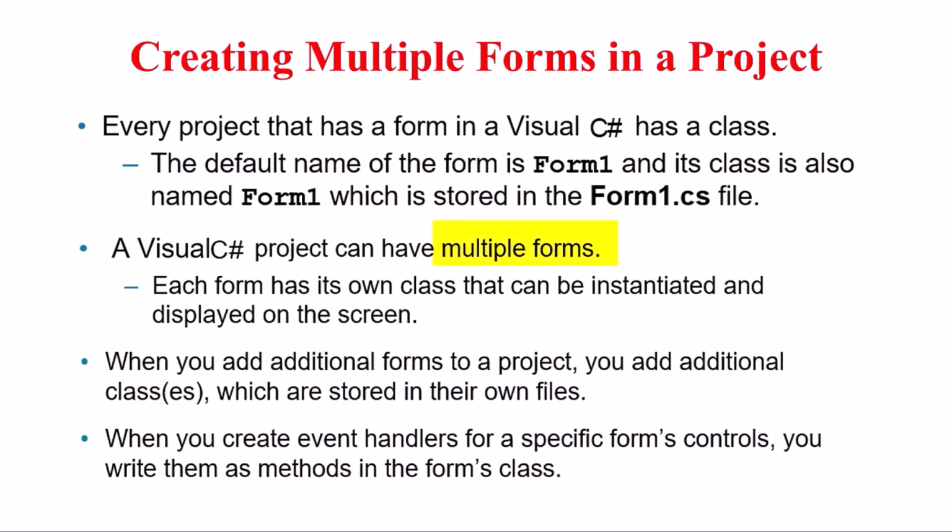A Visual C# project can have multiple forms as well. Each form has its own class and can be instantiated and displayed on the screen. When you add additional forms to the project, you add additional classes which are stored in their own files. When you create event handlers for a specific form's controls, you write them as methods of the form's class. Let's take a look at this.